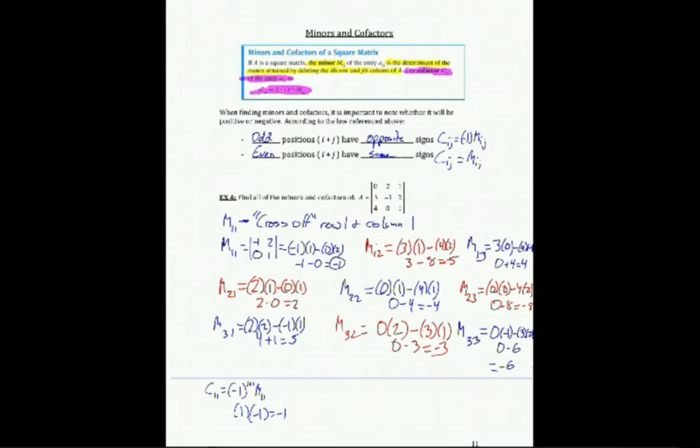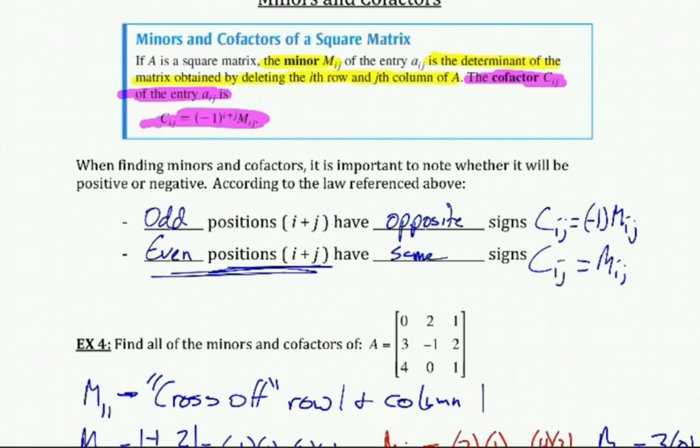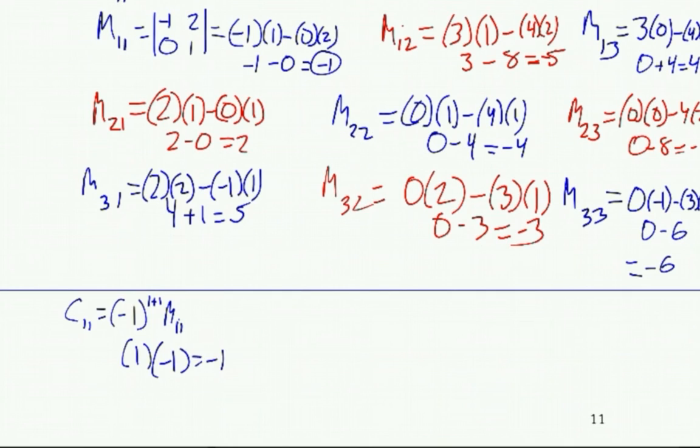Now going back to what we said earlier, even positions where they add up have the same sign. Odd positions have the opposite sign. So looking at the next one, it'll be c sub 1, 2. It's going to be the opposite because 1 plus 2 is 3 times the minor at 1, 2, which was negative 5. So we end up with positive 5. Now c sub 1, 3. That's an even position, so it's going to keep the same sign as the minor at 1, 3, so it's just going to be 4.